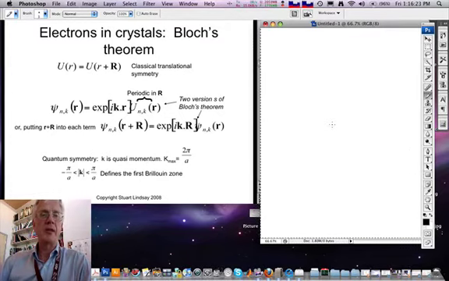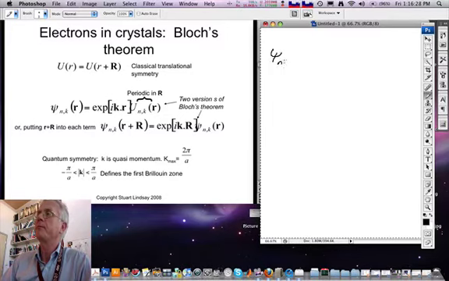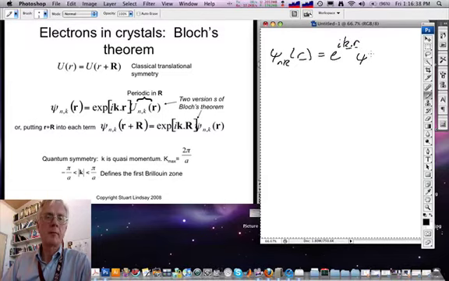Now, let's write it down in the second form here. u of r, where this is a periodic function.